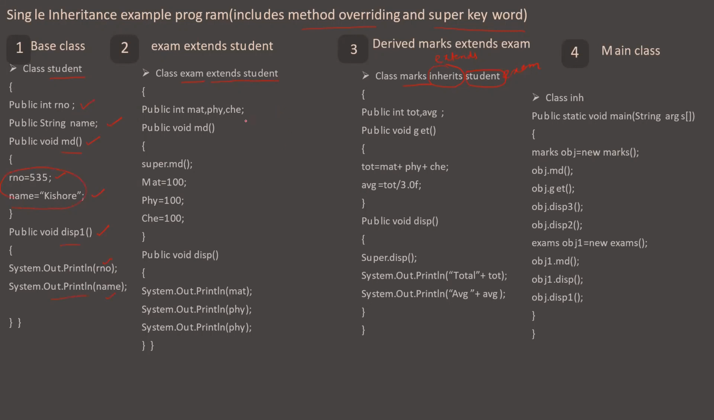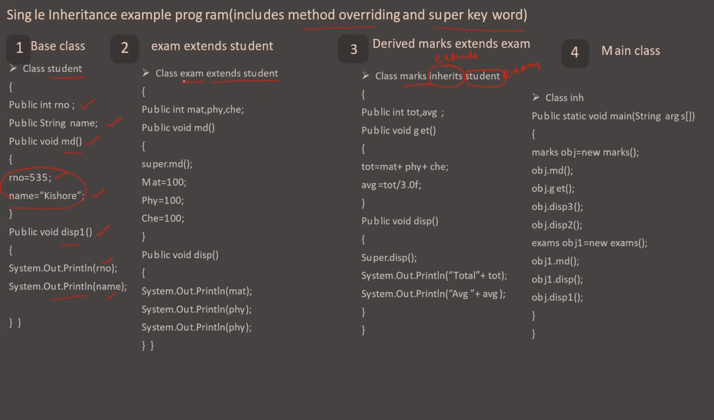Why I'm taking this easy example is, first of all, you need to understand how this inheritance works. Afterwards, when you go into applets and AWT, you're going to come across some predefined classes which you're going to inherit, and there you'll meet some complex problems. First of all, you need to be perfect with the concept.